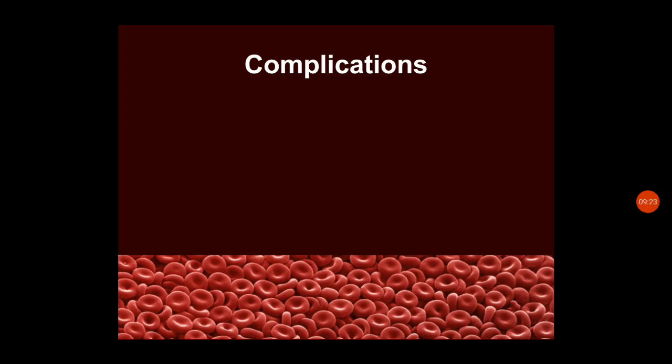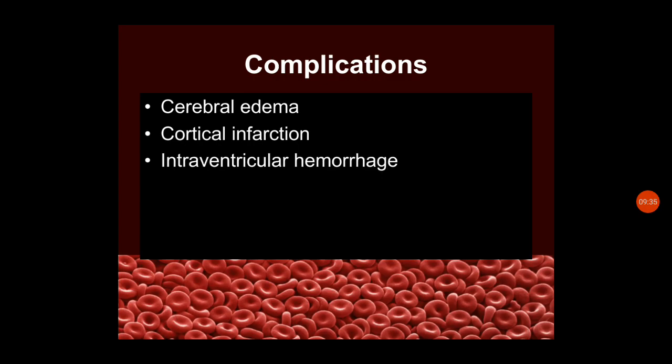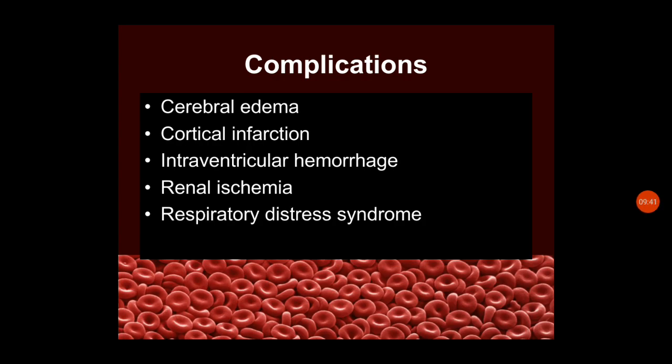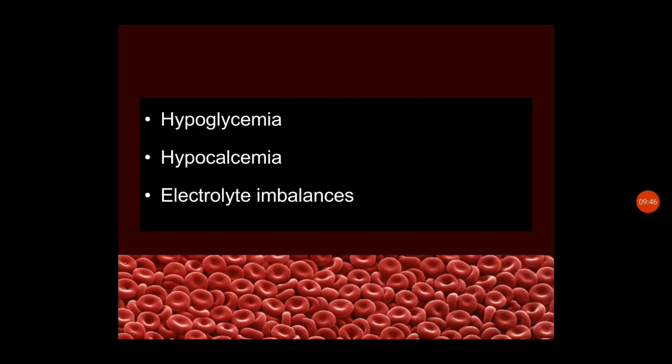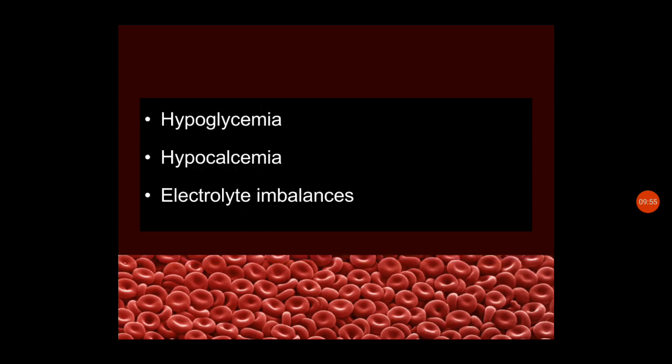Next we can see the complications. Some of the points are already clear from the pathophysiology. Still, there can be cerebral edema, cortical infarction if there is decreased perfusion, intraventricular hemorrhage, renal ischemia, respiratory distress syndrome, GI bleeding and perforation, hypoglycemia, hypocalcemia, and electrolyte imbalances. These are some of the complications according to the system involvement or according to the tissue perfusion affected by decreased perfusion.